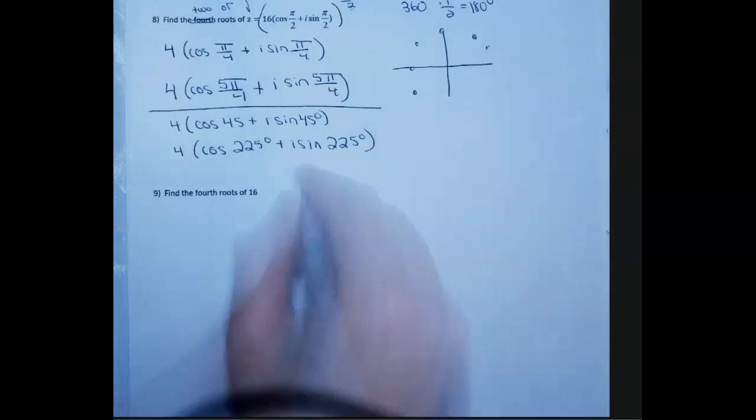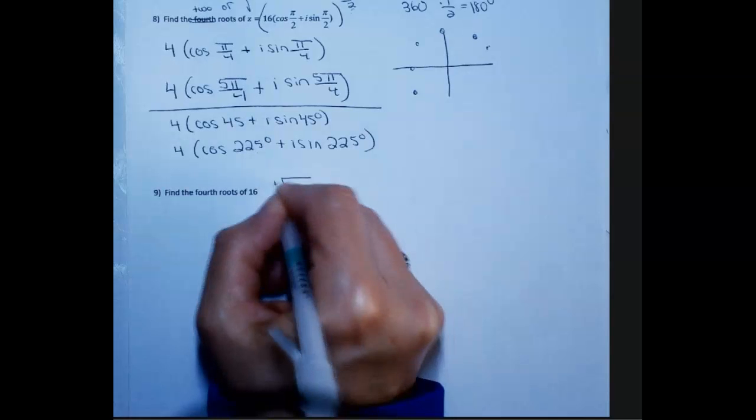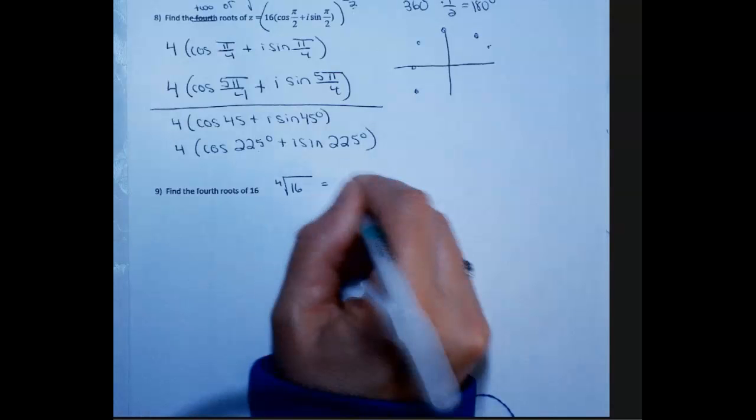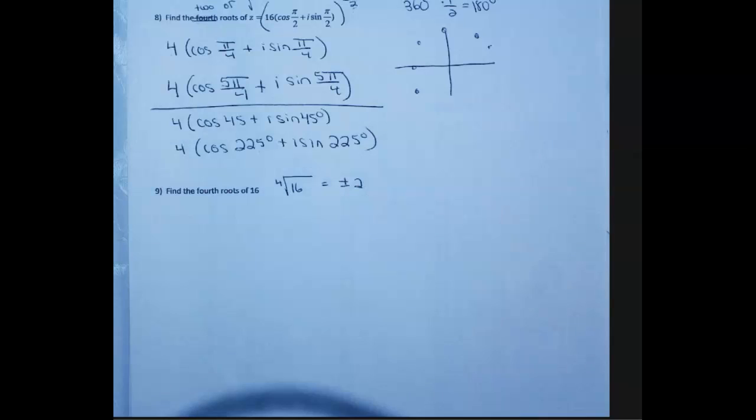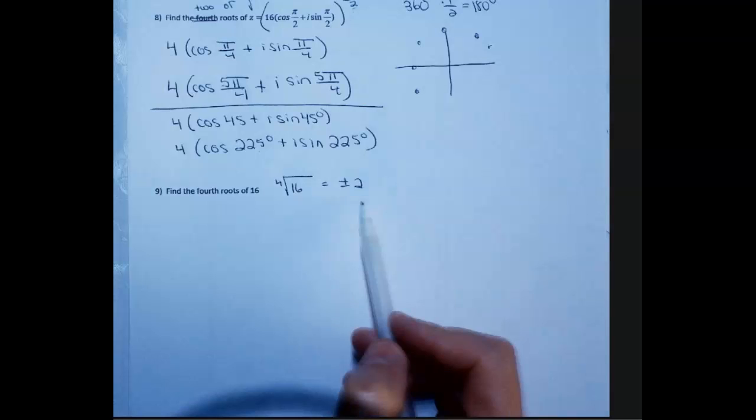All right, let's take a look at another one. We're asked to find the 4th roots of 16. Now, many of you might already think, well, I know 2 of them, it's plus or minus 2. That's correct, but there are still 2 more in there. So we're going to use this theorem to prove these 2 exist and then find those other 2.